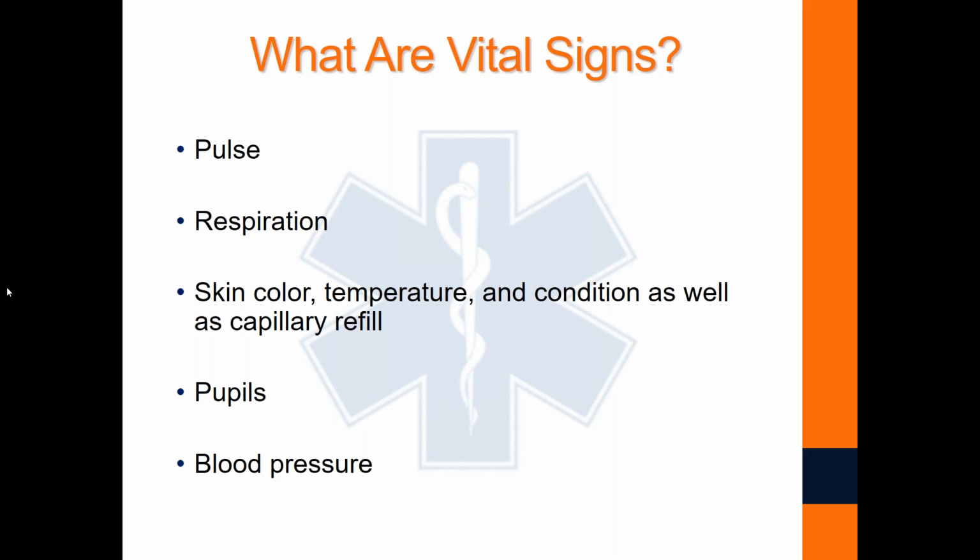Pupillary response is another one. Pupillary response is going to show us neurological function and are the nerves controlling things the way that they're supposed to. And then last but not least, we're down to blood pressure.